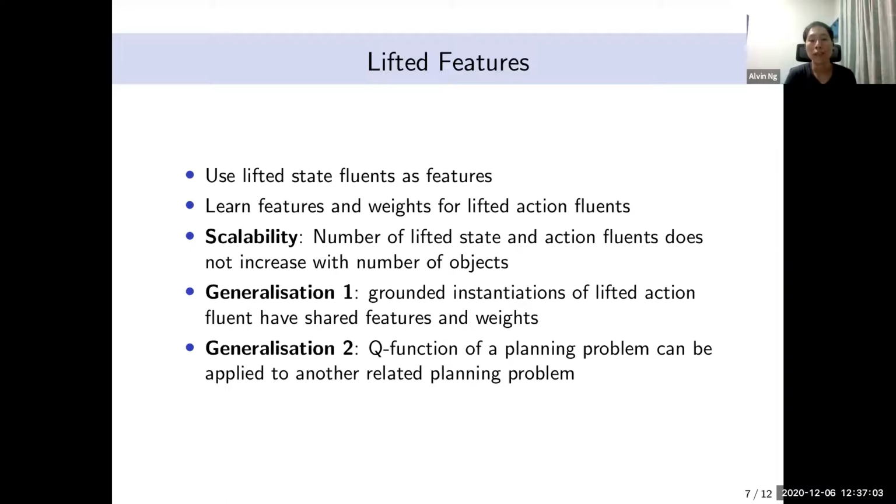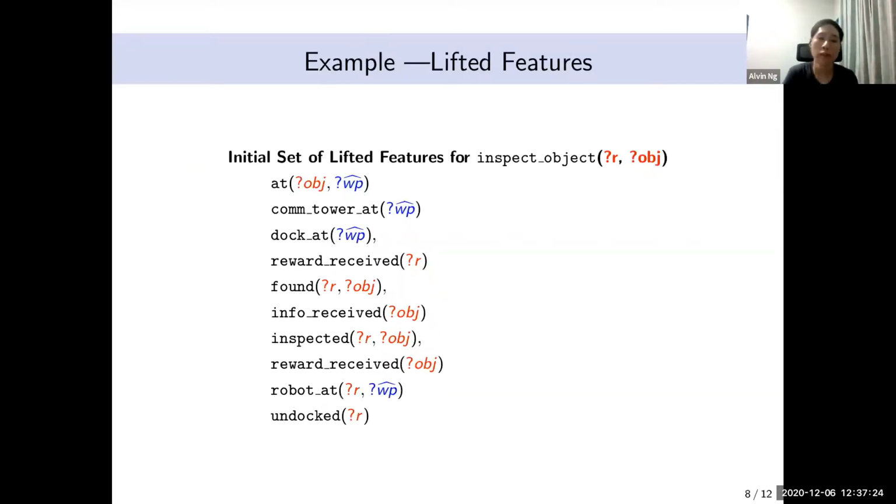The third advantage is that the Q function no longer depends on the objects of the planning problem, but rather on lifted fluents. Therefore, this Q function can give us a policy that can be applied to a different planning problem with a different number of objects. We covered a short example over here. For further details, please look at our paper.